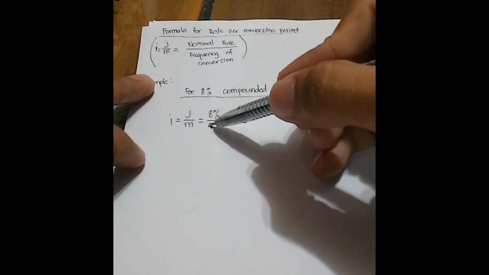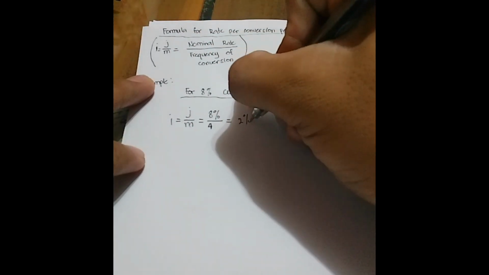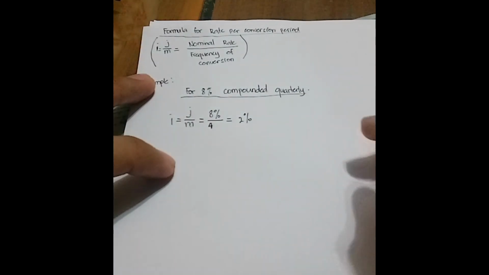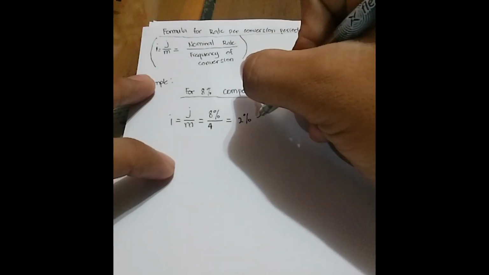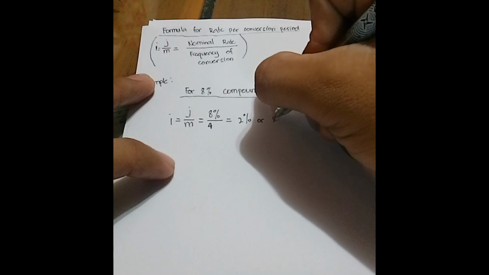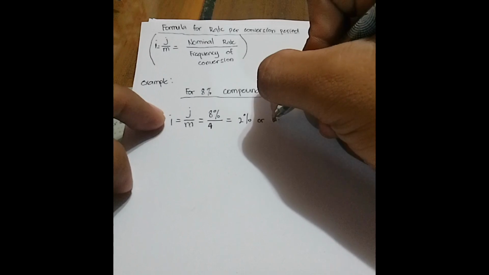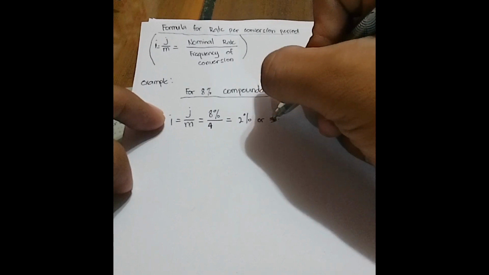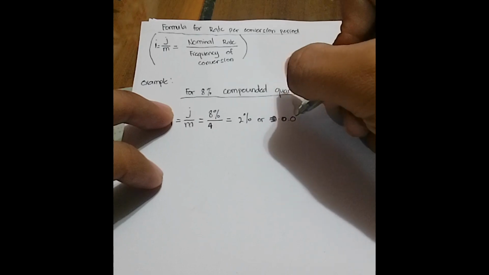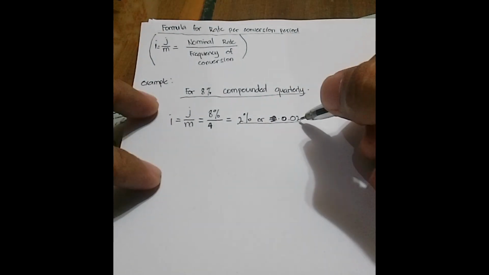Then after, simplify na. 8 divided by 4 will be 2. Then don't forget the percentage sign. Then after the percentage form, convert into decimal form. So it's 0.02. That will be your final answer sa example.